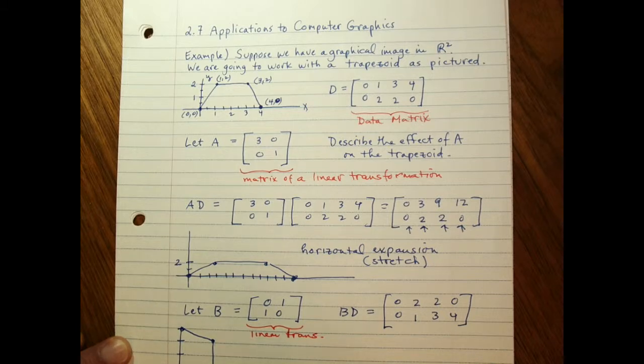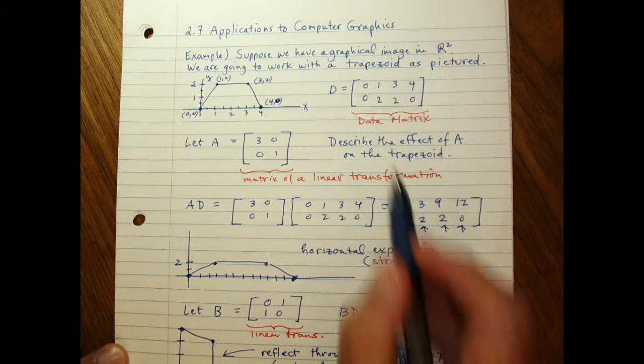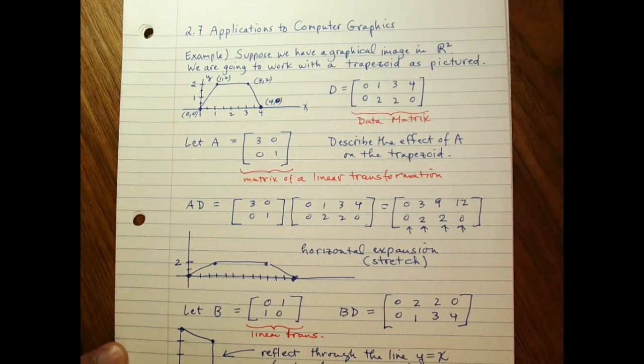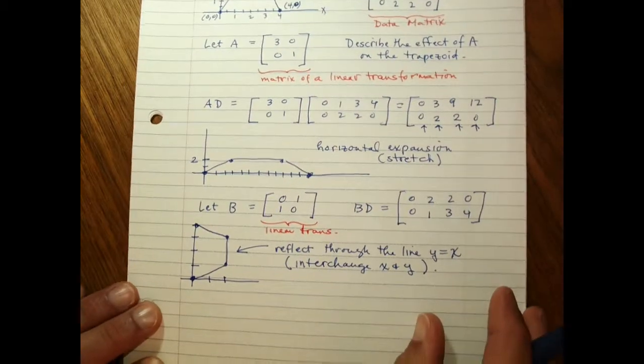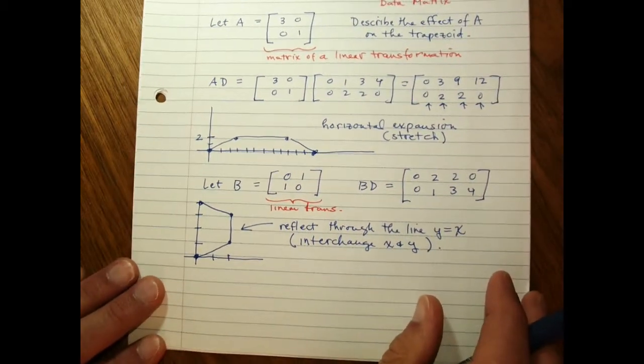So it looks like my trapezoid now is on its side. What's actually happened is, one way to think of it is, we have reflected through the line y equals x, or maybe an easier way to think of this is we've interchanged the roles of x and y. We've switched them around, interchanged the coordinates of the points. And you can see that comparing BD to our original data matrix D.